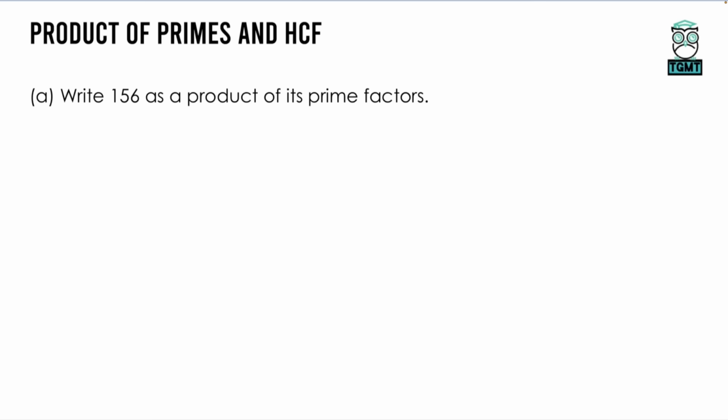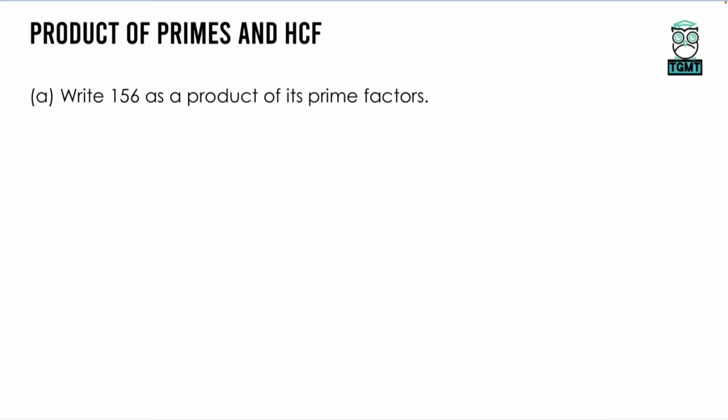Okay, so looking at product of primes and highest common factor. Now part A here says to write 156 as a product of its prime factors. Now there is one button you can actually just click on your calculator and it will do the product of prime factors for you. I have got a video which I'll link in the description, which is calculator hacks, where you can type this in. So I'll link that in the description. If you want to see how to do this in one button, then you can do that in that video.